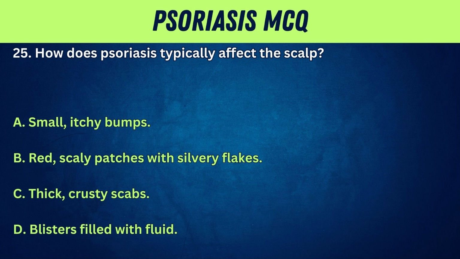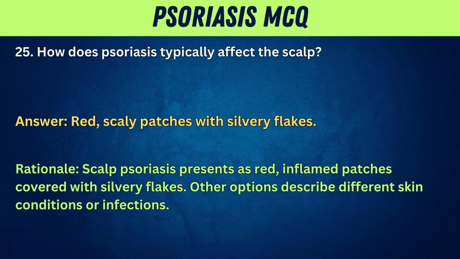25. How does psoriasis typically affect the scalp? A. Small, itchy bumps. B. Red, scaly patches with silvery flakes. C. Thick, crusty scabs. D. Blisters filled with fluid. Answer: red, scaly patches with silvery flakes.